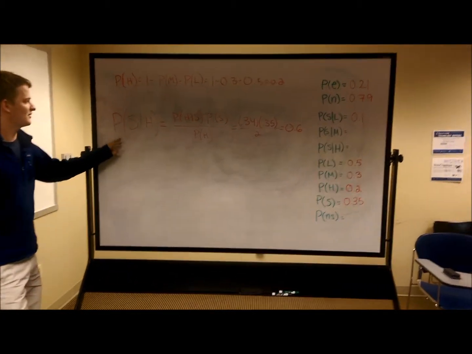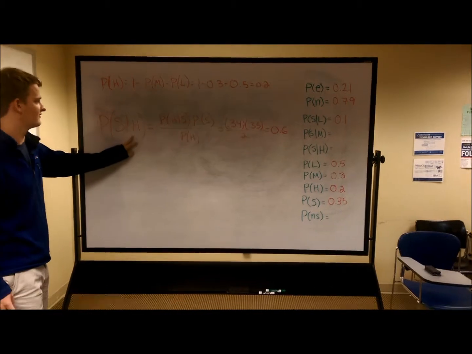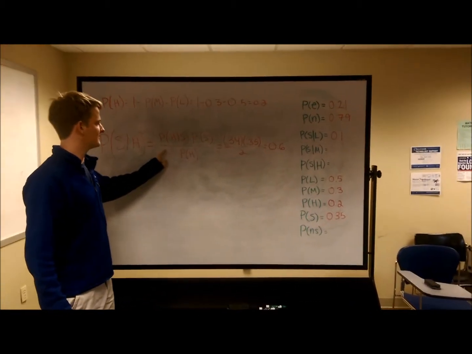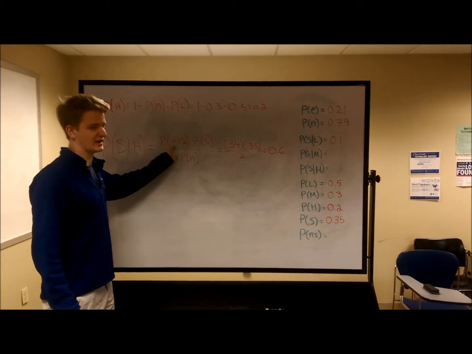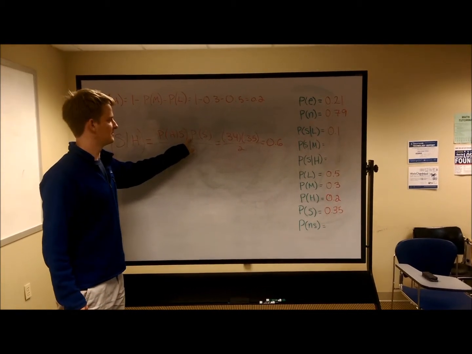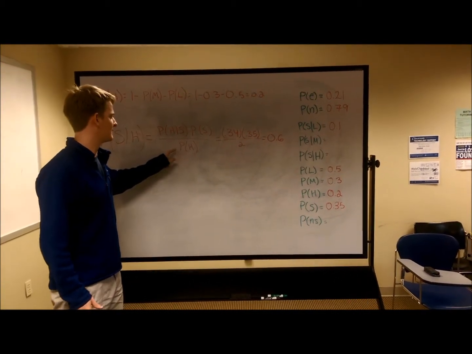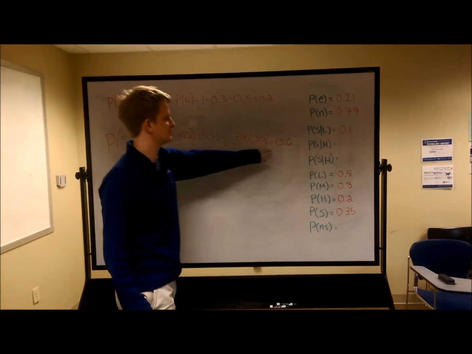Now in order to calculate the probability that it snows enough to cancel school given a high forecast, we use Bayes' theorem, which is the probability of a high forecast given that there was snow times the probability that there's enough snow to cancel school divided by the probability that there's a high forecast, which comes out to 0.6.